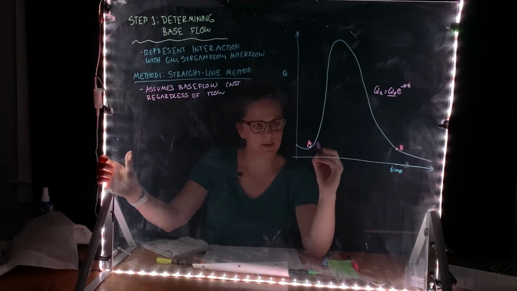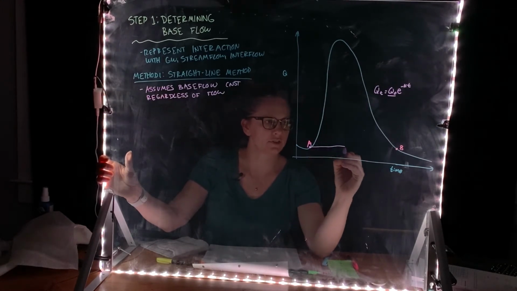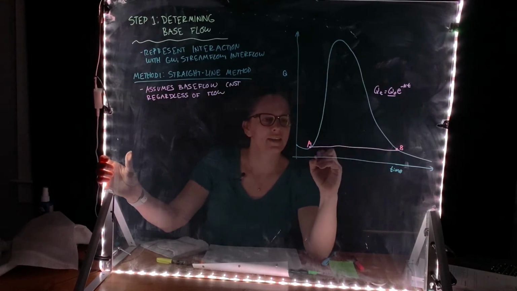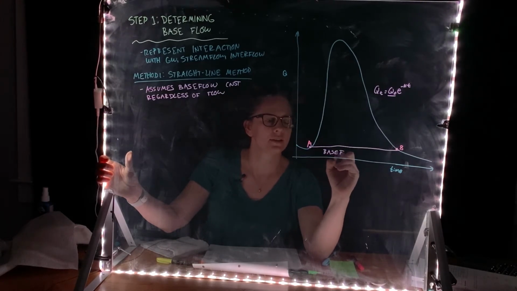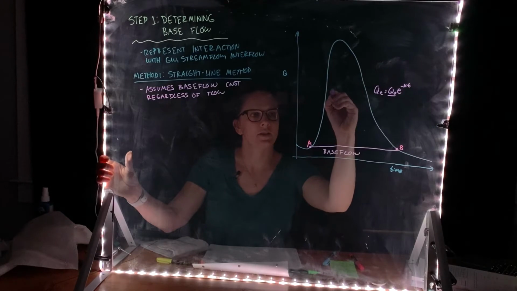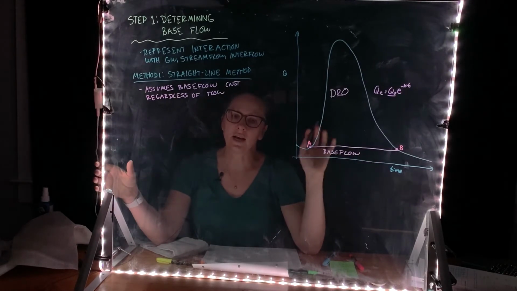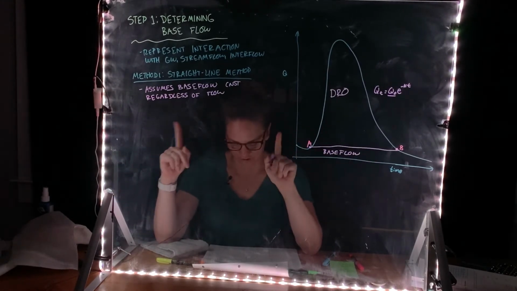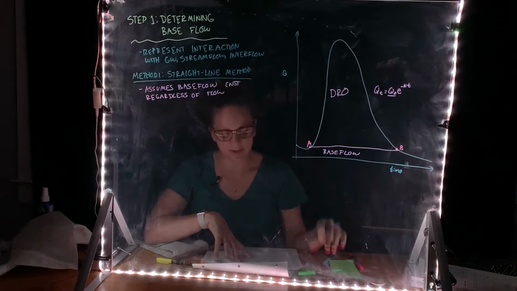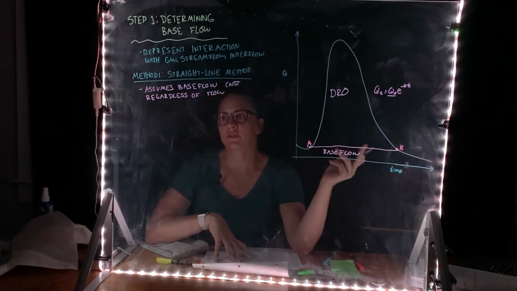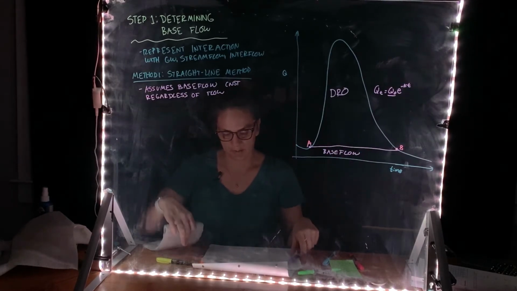Okay, so this straight line method, we just draw a straight line. So for example, from A to B, close enough to a straight line. And then this down here becomes your base flow. And everything up here is our direct runoff that we're going to need for our hydrograph calculation. Okay, so that's the first method. You just assume a straight line, but it assumes that the base flow is constant even if a rainstorm comes in.